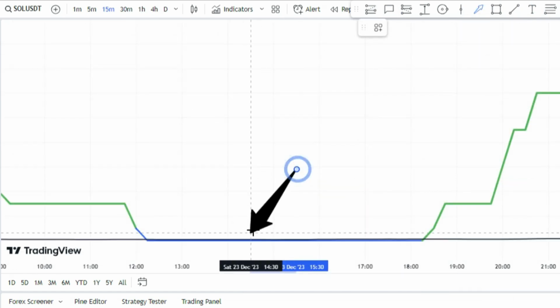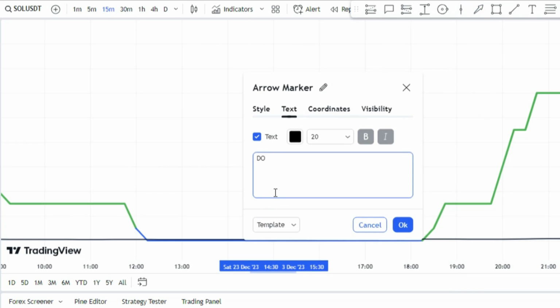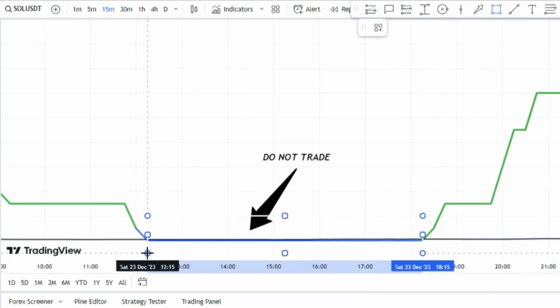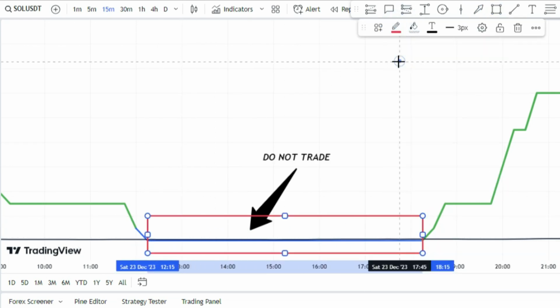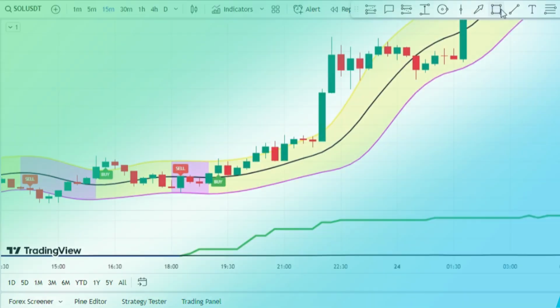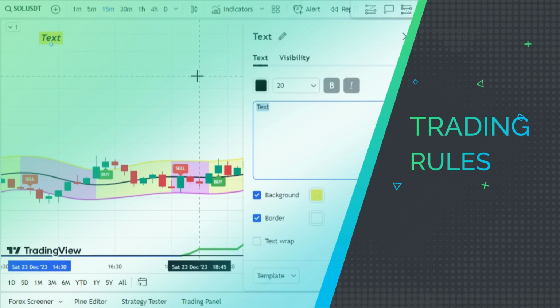But wait, there's more. If the indicator line turns blue, it means the market trend is unclear and you should avoid trading. So with these signals at your disposal, you'll be able to ride the market waves and potentially profit from your trades. Let's see how it all comes together. Alright, now let's talk about how to execute a buy trade.